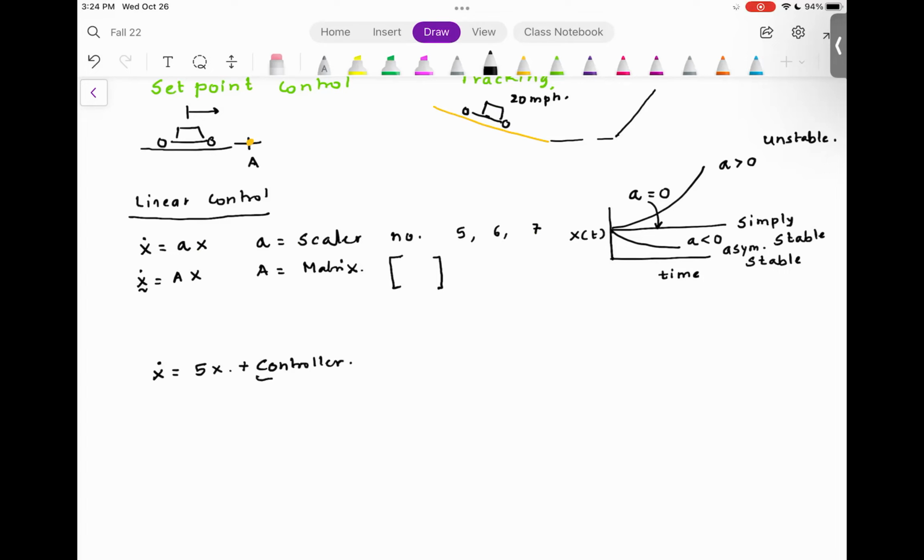And this controller, I'm going to say this controller is of the form PID. P stands for proportional. I stands for integral. And D stands for derivative.